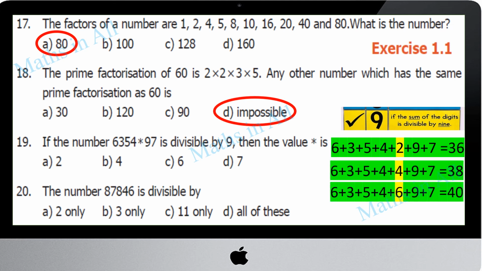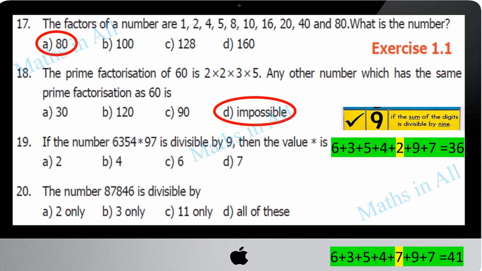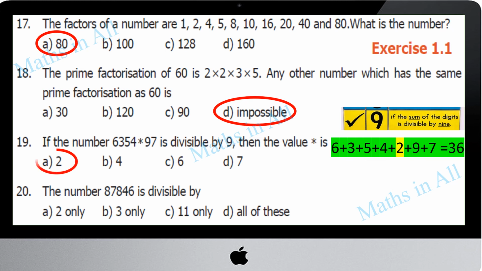38. Then if we add 6, then 40. Finally, if we add 7, you get 41. See, among these, 36 will be divided by 9, right? Yes. So 9 fours are 36. So 2 is the correct answer here. Okay. Like this, you have to check. So 2 is the correct answer.